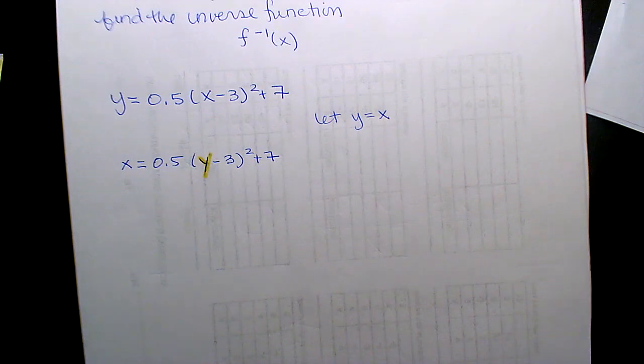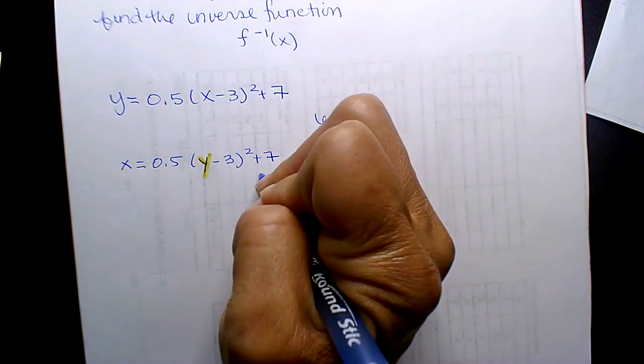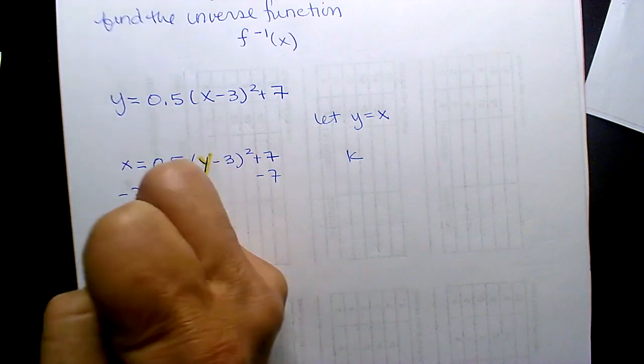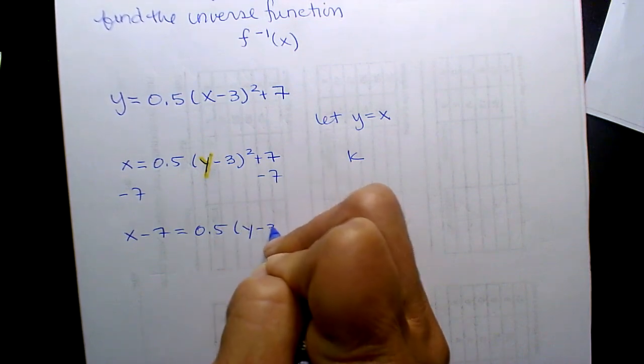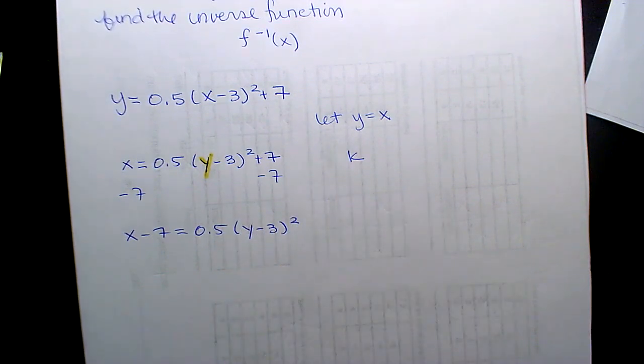Yeah, subtract the 7. So you're going to go to the k first. So minus 7, minus 7. So I get x minus 7 equals 0.5 times y minus 3 squared. So inverse operate the k. It's the constant. It's in the back. It's not tied to anything. It's not in a grouping. It doesn't have an exponent.